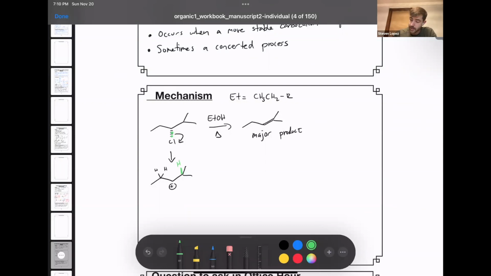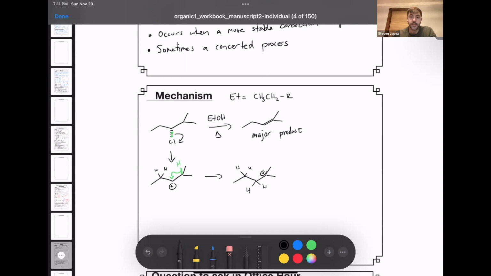So here the hydride moves over, and these are the two electrons from the carbon-hydrogen bond moving over to the current cation position. You now have a tertiary carbocation.